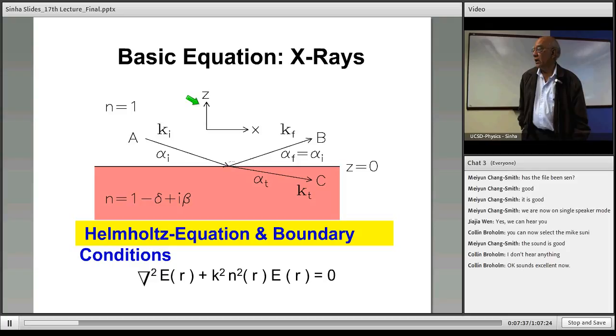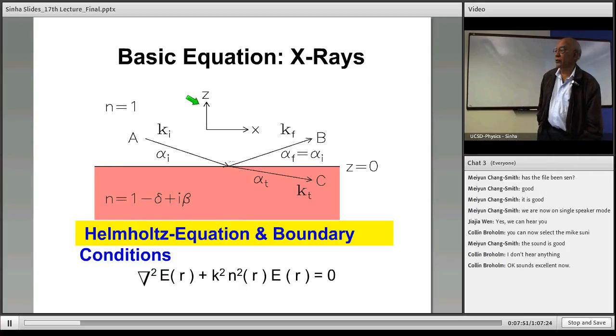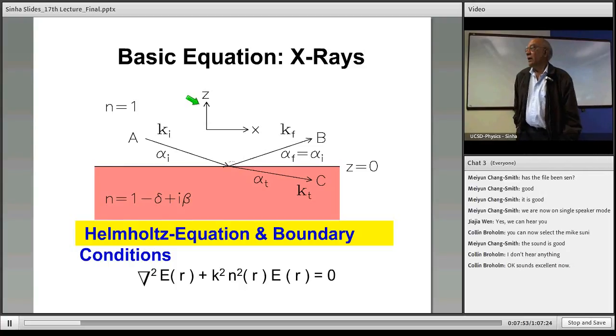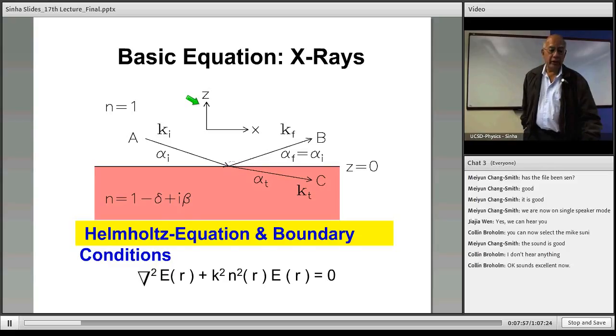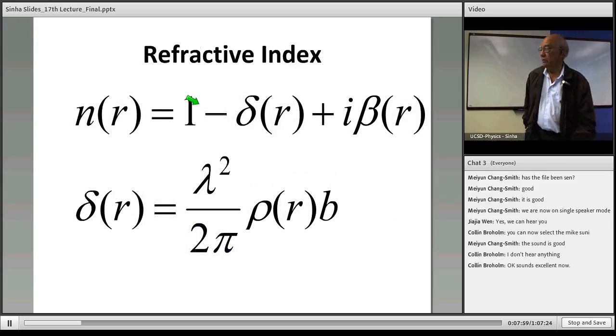so the problem reduces to solving this equation with the correct boundary conditions, which is that the wave function has to be continuous, and its normal derivative has to be continuous at this interface. So when you do that, you basically get the Fresnel theory of reflectivity.